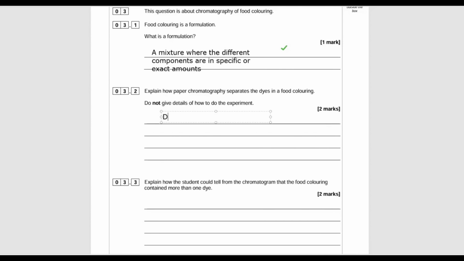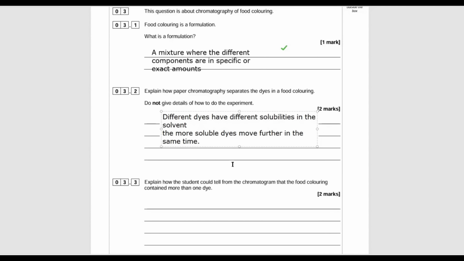So different dyes have different solubilities in the solvent. The more soluble dyes move further in the same time. So that's important as well. If you leave chromatography long enough, all the dyes will reach the end and you won't know that they have different solubilities. But if you put it in for a set time or before the first dye reaches the end, you take it out and dry it, then you will see a pattern. So the more soluble the dye, the further it moves.